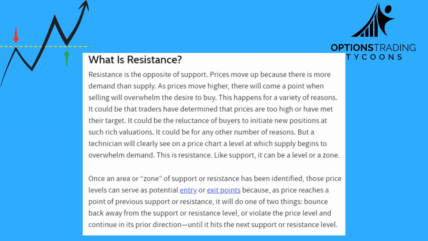Once an area or zone of support and resistance has been identified, those price levels can serve as potential entry or exit points, because as price reaches a point of previous support or resistance, it will do one of two things: bounce back away from the support or resistance level, or violate the price level and continue in its prior direction until it hits the next support or resistance level.